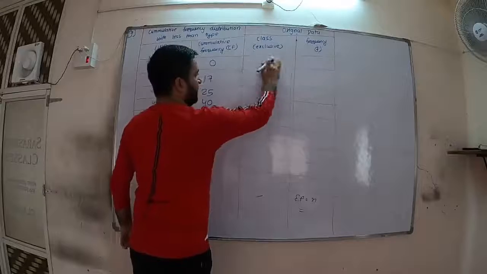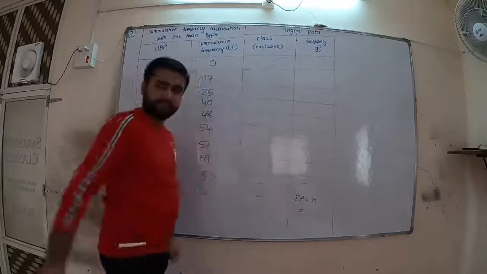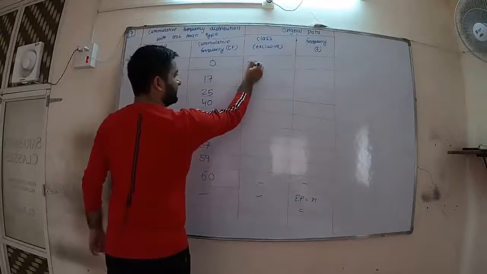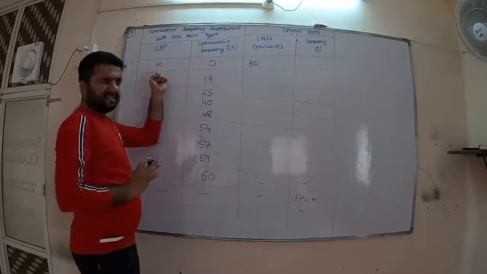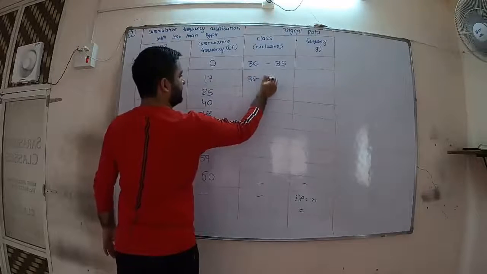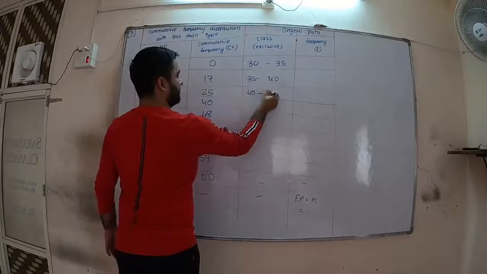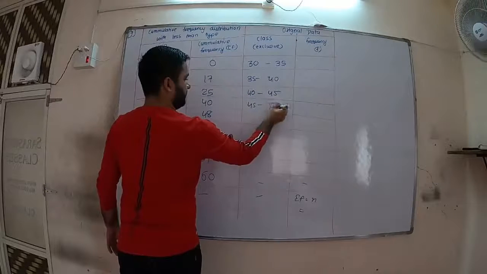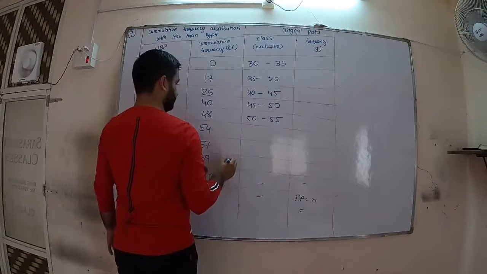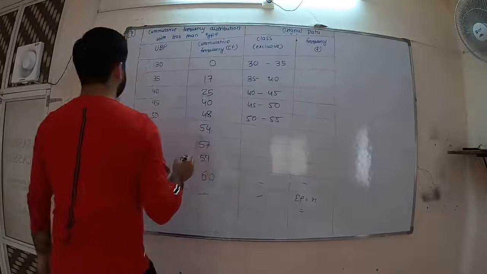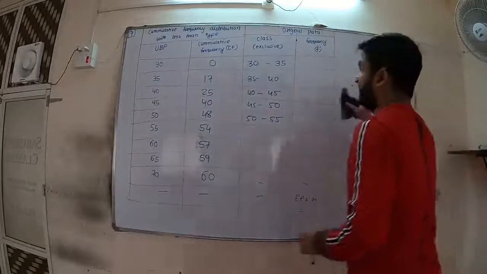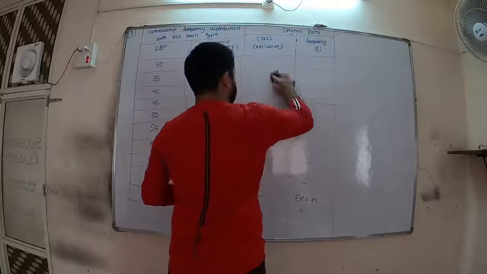Okay, so again one line will remain here. First is the lower, all are upper. So classes will go in this way with a gap of 5. Sorry, I was correct at the first itself. This is my little mistake.